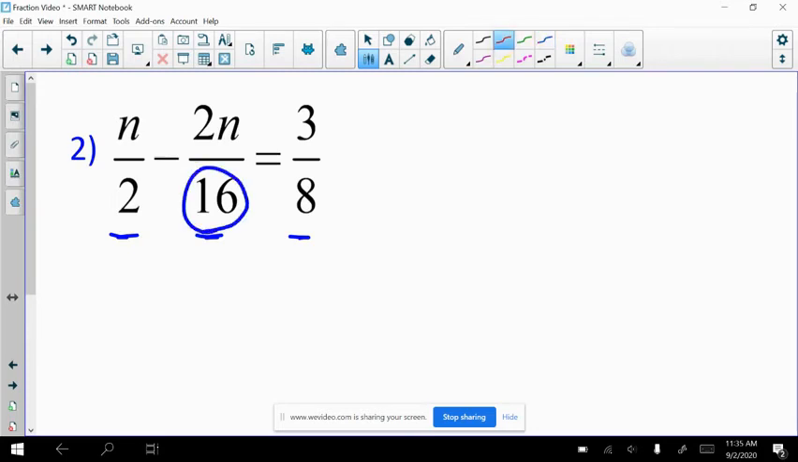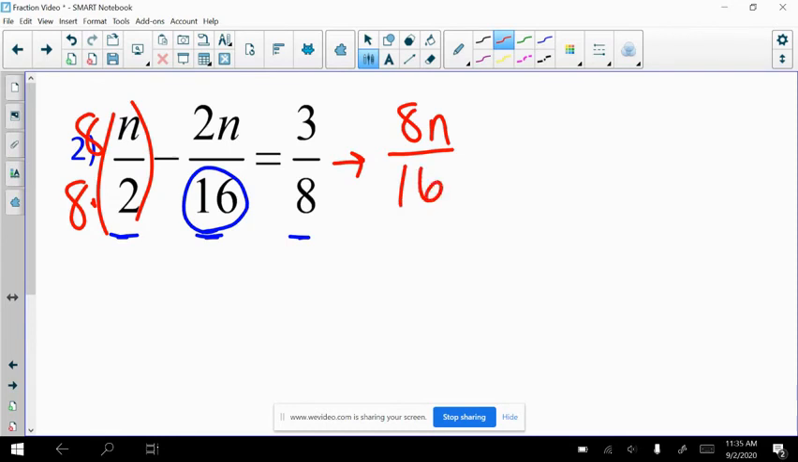So what I'm going to do again is look at my first fraction. The bottom number is a 2. 2 times what would give me 16? 2 times 8. So since I need to multiply the bottom by 8, I'm going to multiply the top by 8. So 8 times n is 8n over 8 times 2 is 16. Now, I don't have to do anything to the middle, so I'm just going to rewrite it: minus 2n over 16. And then equals.